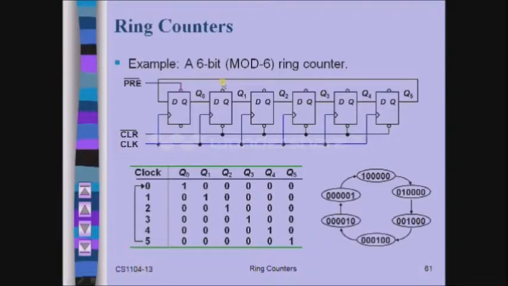So here I am taking a 6-bit register, therefore 6 flip-flops are required, and this is a 6-bit ring counter. The output of the last stage is connected as an input to the first stage. Now assuming that the initial state of this ring counter is 1 followed by 5 zeros.